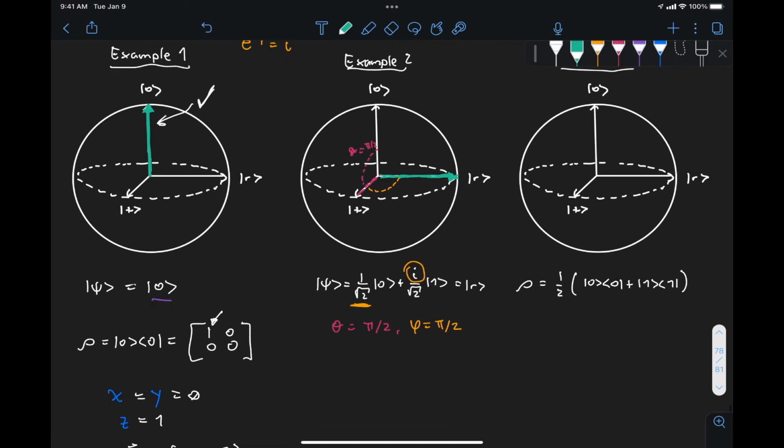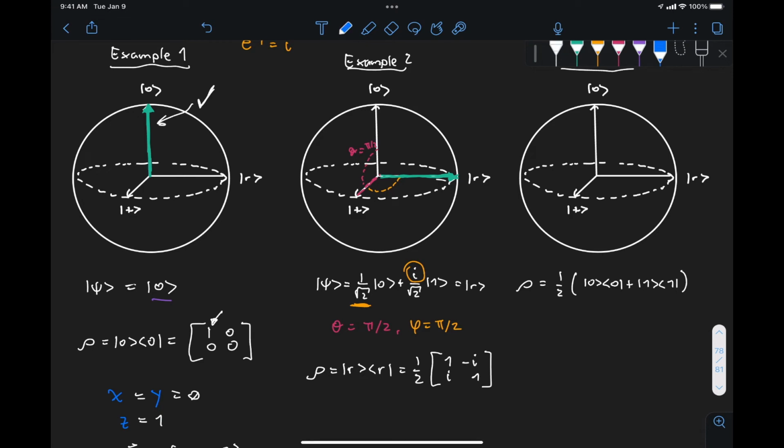Now let's take a look at the density matrix for this state, right? So if we take the density matrix for the state right, we know that this is equal to 1/2, and we've done this before. You can double check that this is the correct answer. It is 1, i, minus i, 1.